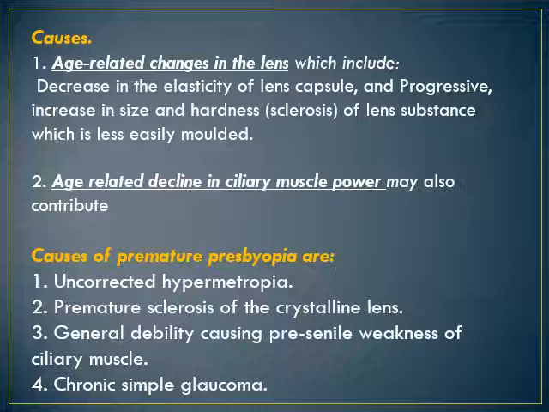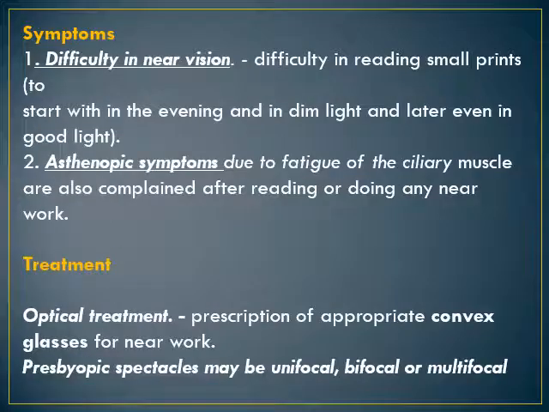Then causes of premature presbyopia, that is before 40 years of age, seen in uncorrected hypermetropia. Then premature sclerosis of the crystalline lens. Then general debility causing presenile weakness of the ciliary muscle, and chronic simple glaucoma can develop in the premature presbyopia.